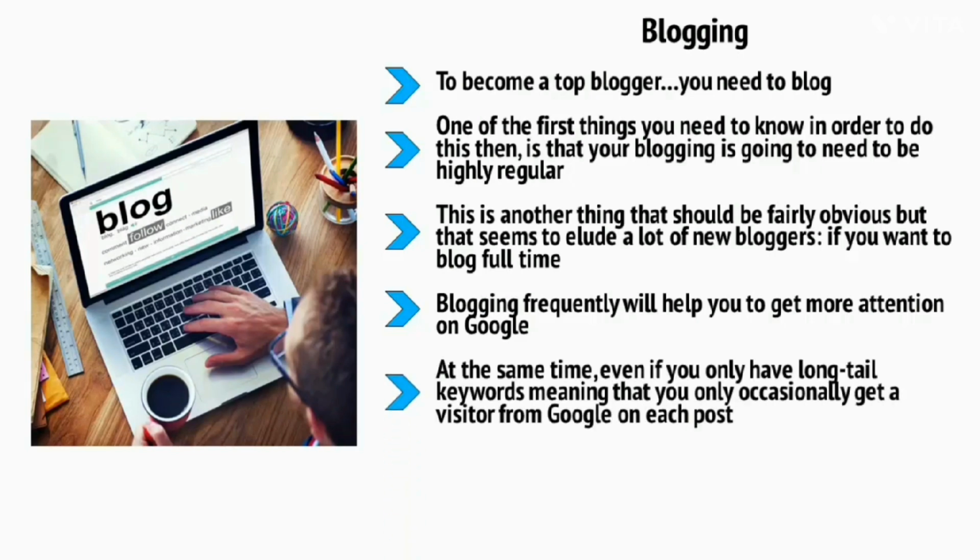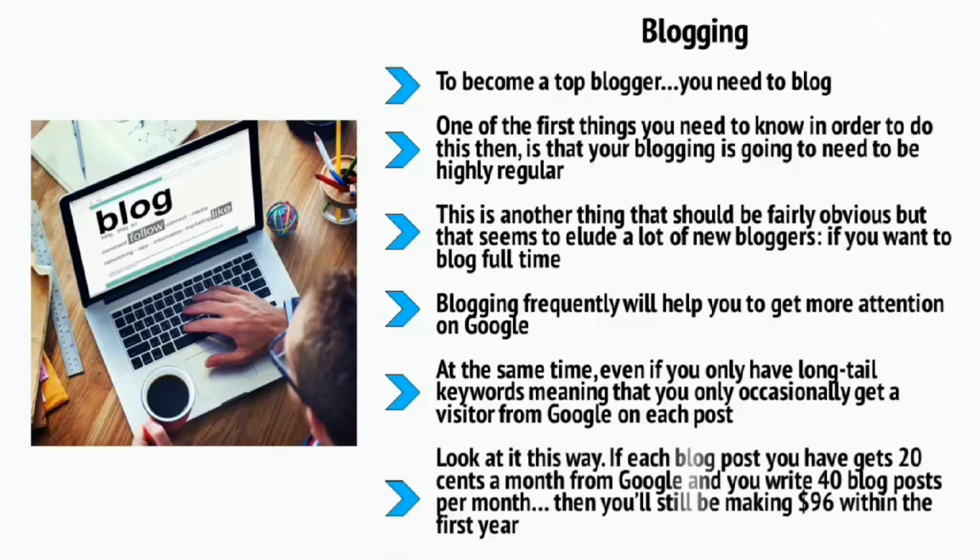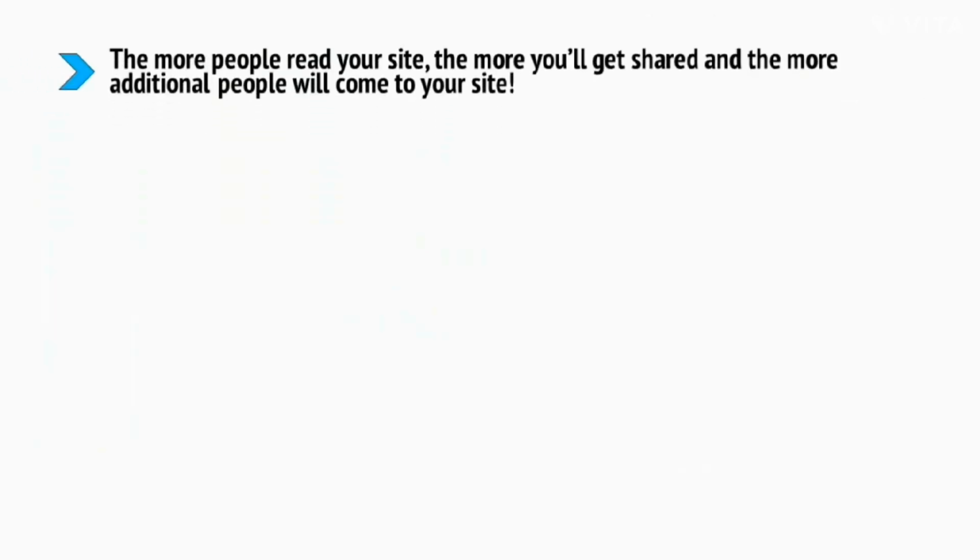At the same time, even if you only have long-tail keywords, meaning that you only occasionally get a visitor from Google on each post, the more you have, the more you will scale up your profits. Look at it this way. If each blog post you have gets 20 cents a month from Google and you write 40 blog posts per month, then you'll still be making $96 within the first year. Fortunately, the nature of Google and blogging in general is such that things like this tend to snowball. The more people read your site, the more you'll get shared, and the more additional people will come to your site. So the more content you write, the better.